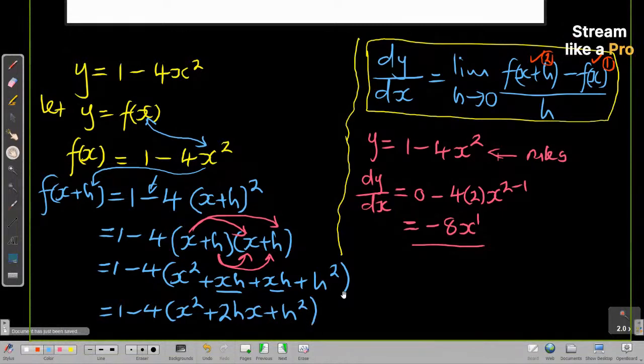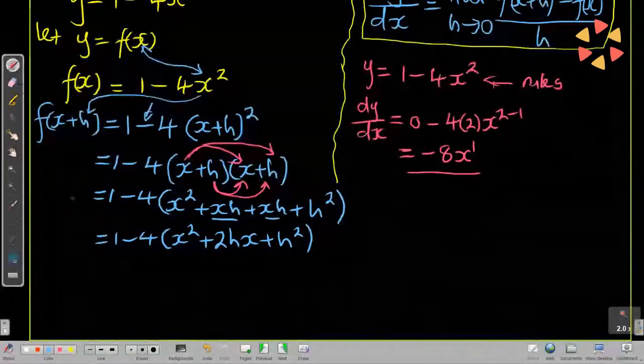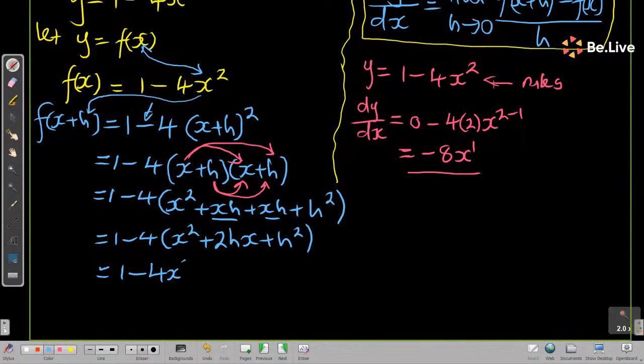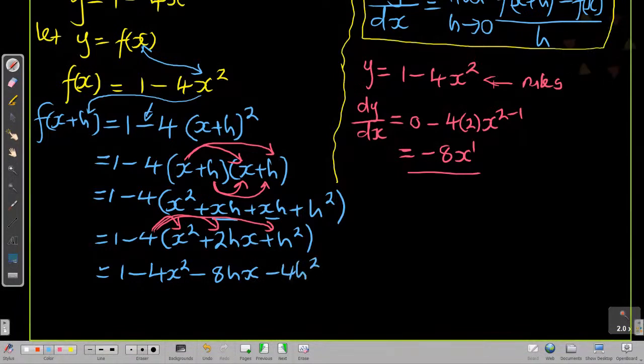Then you can move on at this stage to open that bracket, which is equal to 1 minus 4x squared. What I'm doing now is opening this bracket, so the negative 4 will multiply each term. So it will become minus 4 times 2, which is negative 8hx, and then the other one is negative 4h squared. So that is what I'm having, and don't forget, this is my f of x plus h.